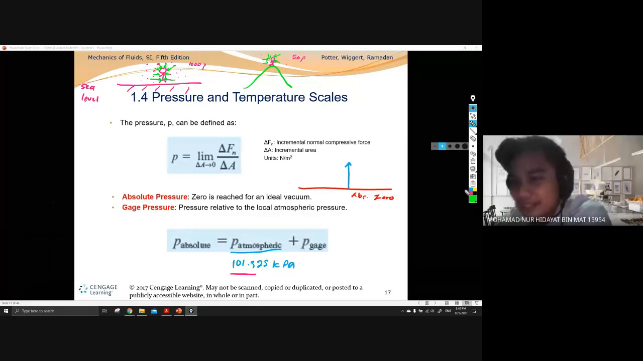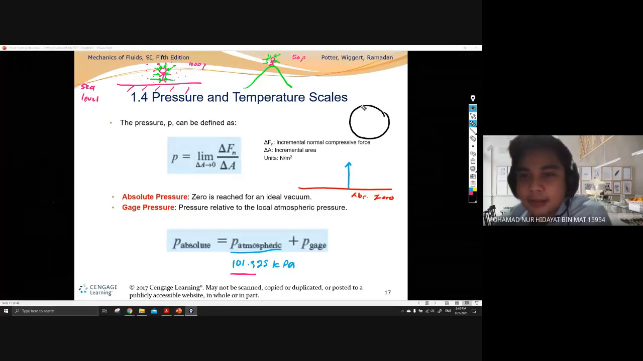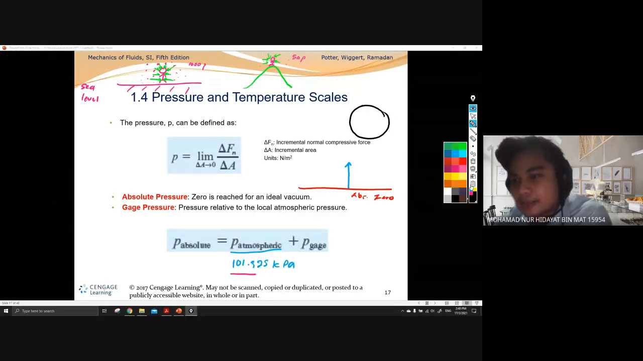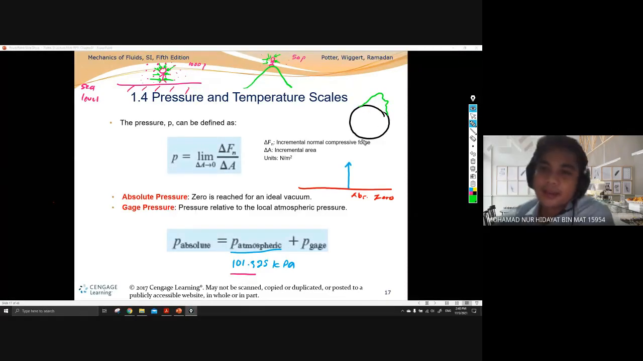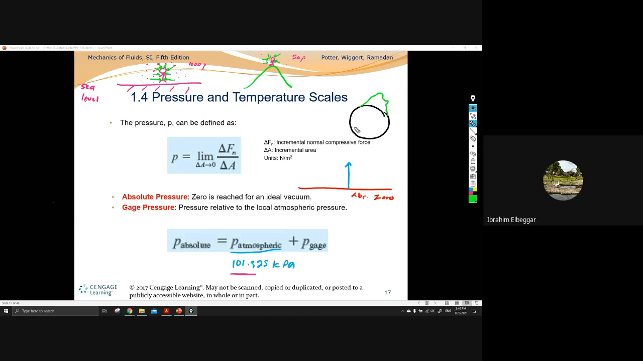Okay, let me explain clearly. This is the Earth. Okay, this is the sea level, and then this is the ground. Sorry, this is the hill. Okay. So the gravity attraction, which one is higher, at the top or at the sea level? The top.